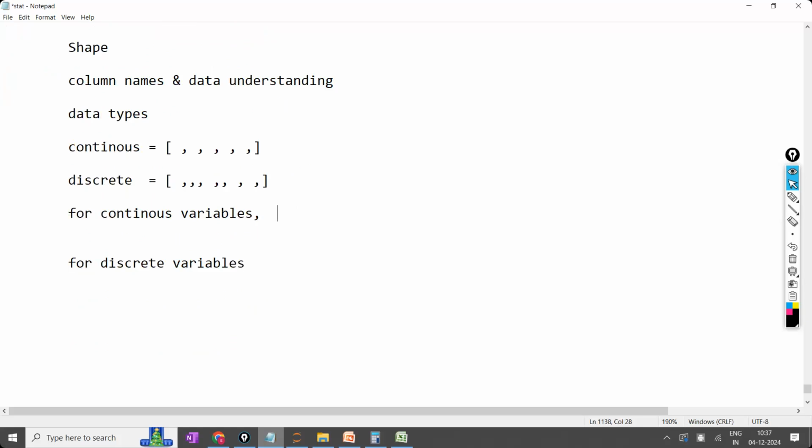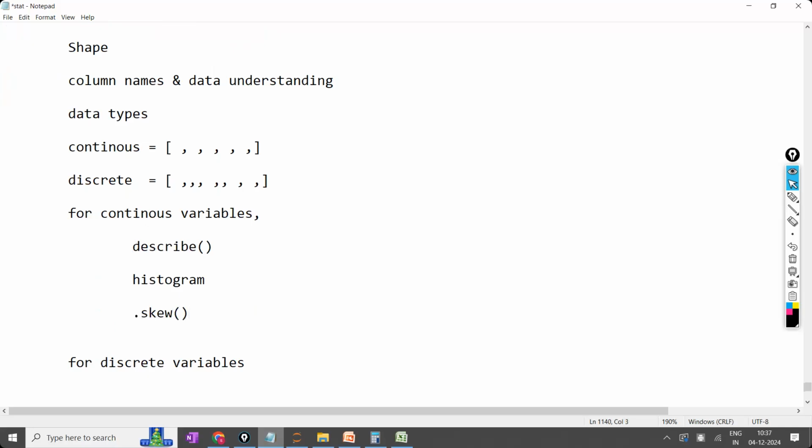And for continuous variables, we are going to apply the describe function in pandas. And we are going to draw the histogram to see how the data is distributed. We are going to check the skewness. For that, we are going to use dot skew. Dot describe will give the mean, median, standard deviation. Measures of central tendency and measures of dispersion will be there. Skewness will give the measure of shape. And the histogram will give the distribution of the data and whether the data has outliers or not. You are going to get that by using the box plot.